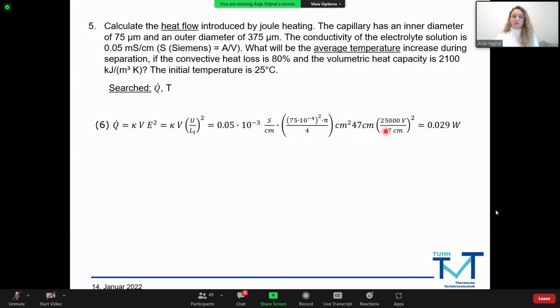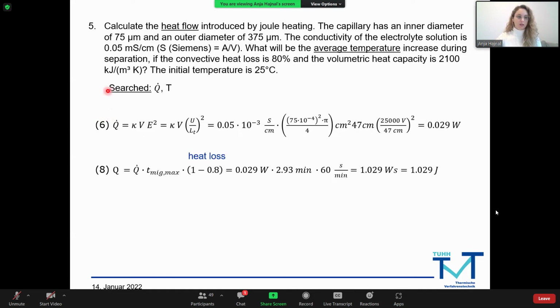So this is voltage, and again we have the length of the capillary, all this squared. And depending on how you round the values, here you should get 0.029 watts. So this is joules per second. This is the heat generated per unit of time inside our system, and this is given by equation 8.